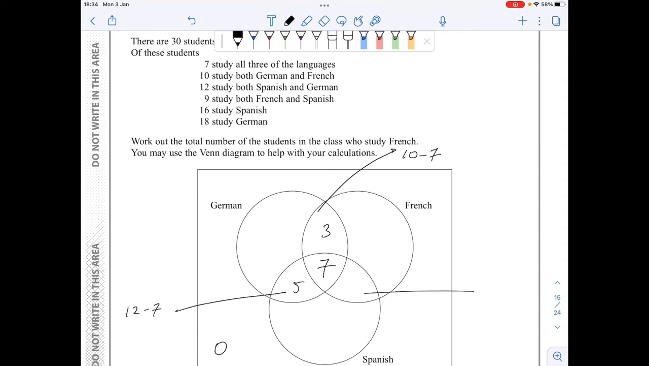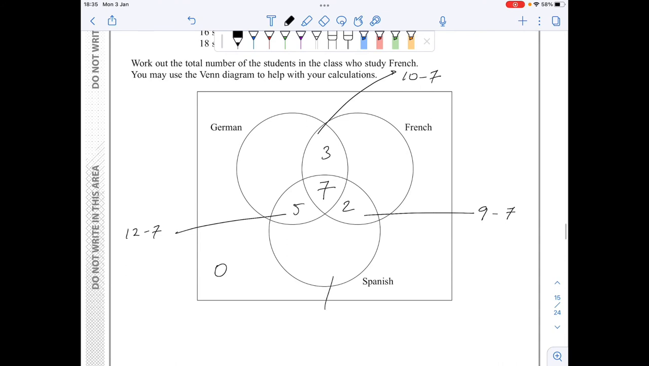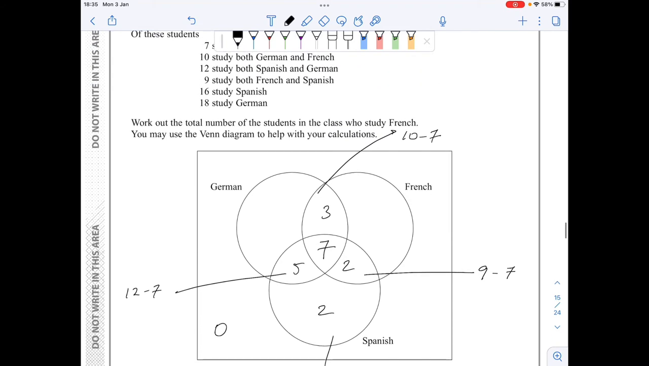And then 9 students study French and Spanish. So 9 minus 7 leaves me a 2. Then 16 study Spanish. So this region here is 16 minus 5 and 7 and 2, which leaves me a 2. And finally, 18 study German. So 18 minus 3 and 7 and 5 is equal to 3.